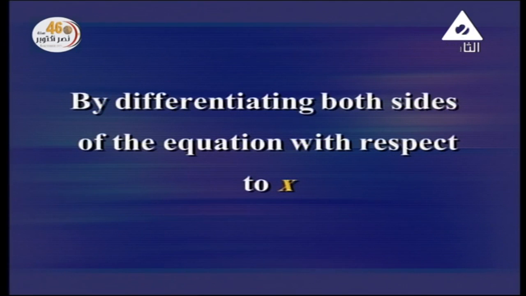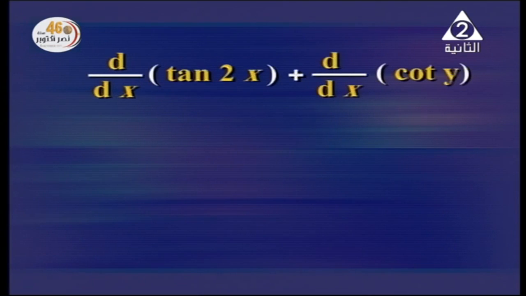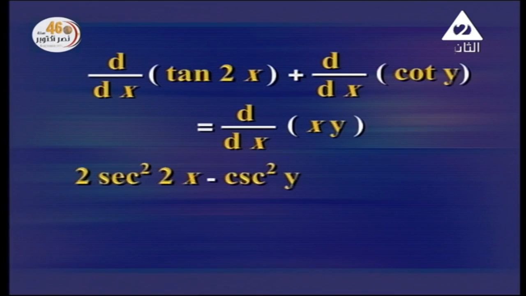By differentiating both sides of the equation with respect to x, the left-hand side equals d over dx tan 2x plus d over dx cotan y equals d over dx xy. On the left-hand side, the answer is 2 sec squared 2x minus cosec squared y dy over dx. Remember, don't forget, my dear student, the derivative of cotan y equals negative cosec squared y dy over dx. Don't forget dy over dx. Most students forget dy over dx. This is the problem.